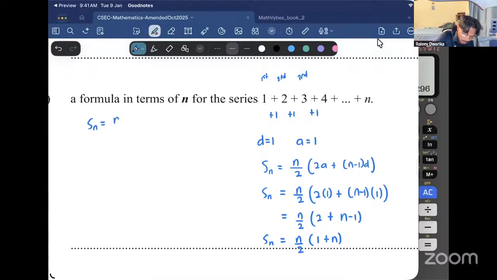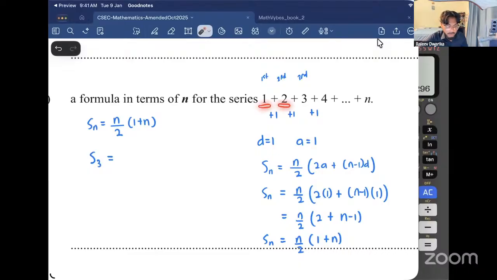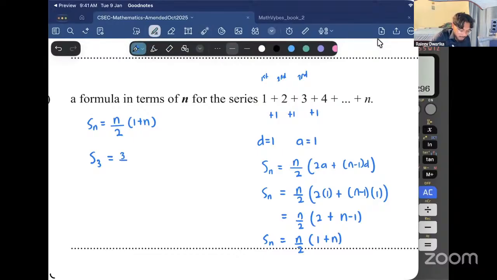Let's see. So I'm telling you that the formula for the series would be n over 2 by 1 plus n. If I want to find the sum up to the third term, let's add it and see. What is 1 plus 2 plus 3? 6. Right, let's use the formula. That's going to be 3 over 2, and 1 plus 3 is what? 4. What's 3 over 2 by 4? So that'll just be 3 by 2, so 6.